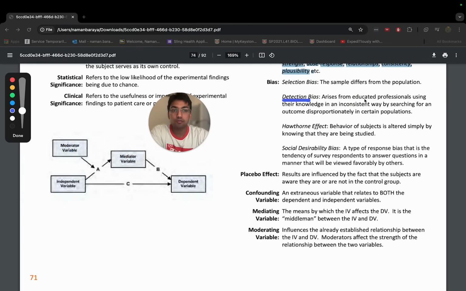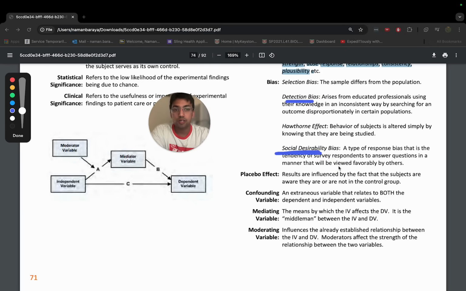Detection bias comes from professionals using their knowledge in an inconsistent way, searching for an outcome disproportionately. So if I gave pathologists a lot of slides and told them to figure out how many of these people have lung cancer, and I told them all these people are smokers and all these people are not smokers, maybe there's some detection bias there.